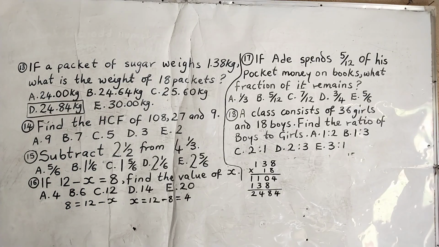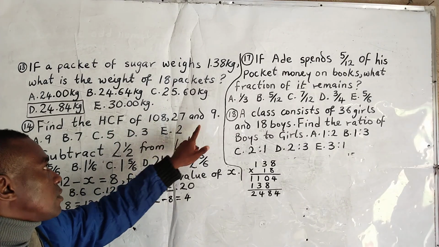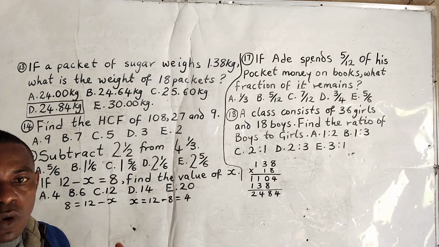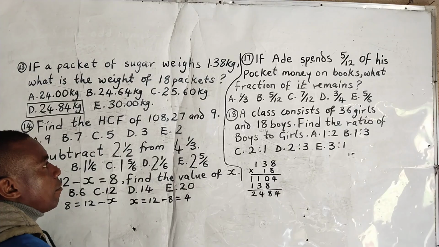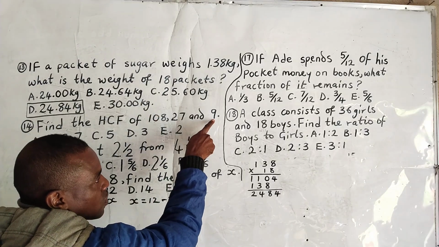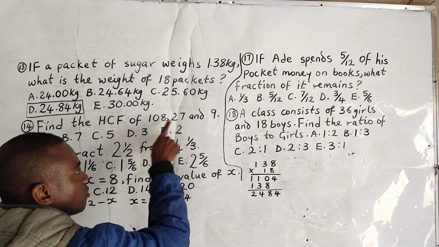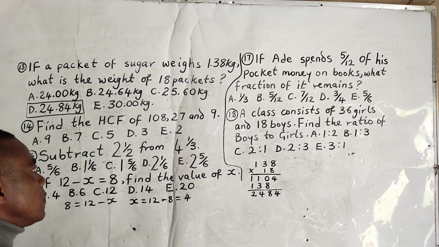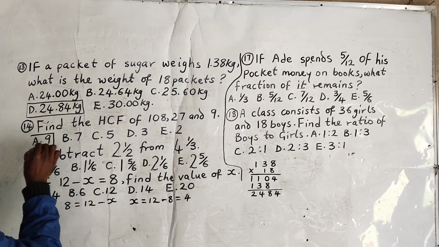We move to question number 14. In question number 14, we are asked to find the HCF of 108, 27 and 9. Since what we have here is an objective question, we can easily obtain the answer by dividing everything by the smallest number. If you look at this, you observe that 9 can divide 9, 9 can divide 27, 9 can divide 108. So instead of wasting time, we will now pick 9 as the answer.